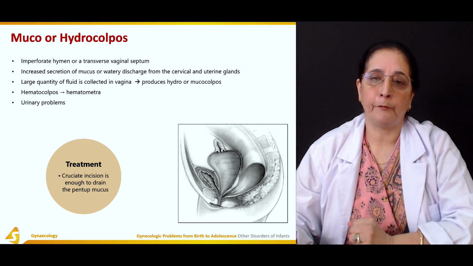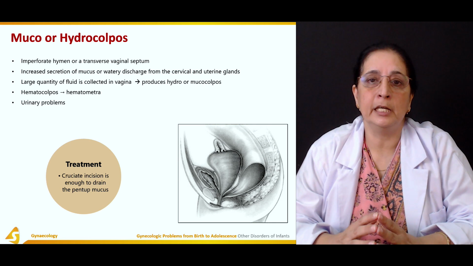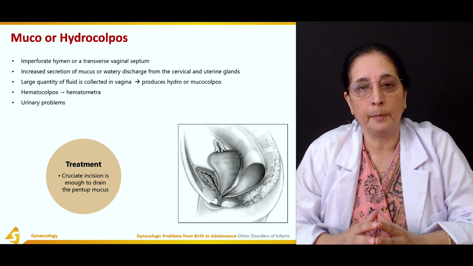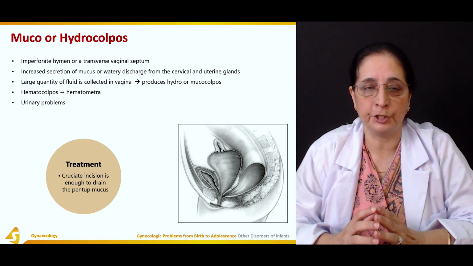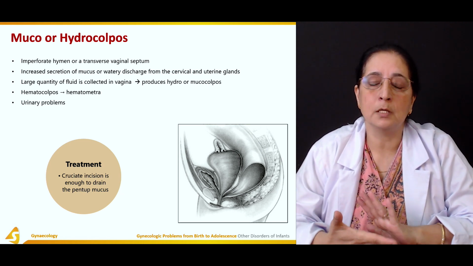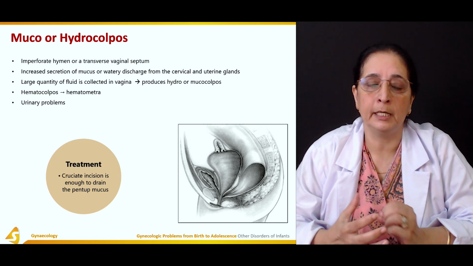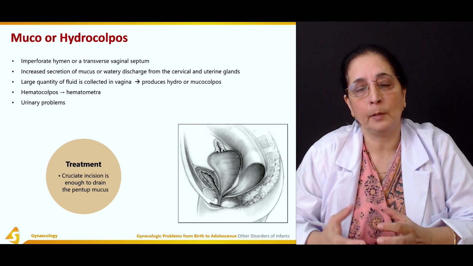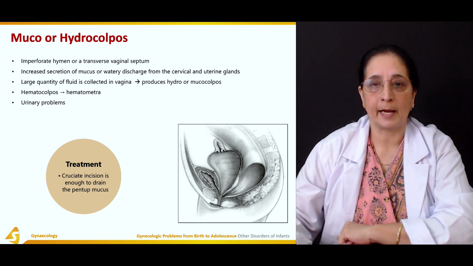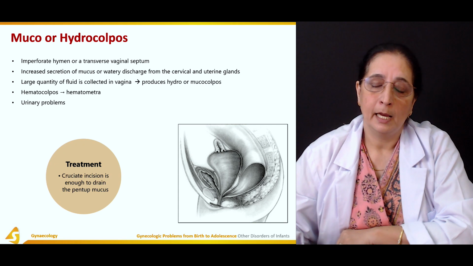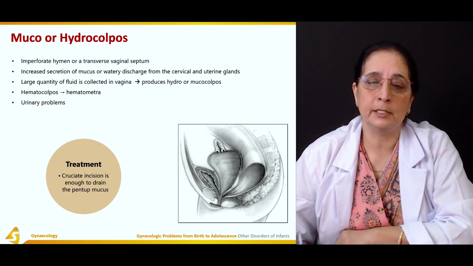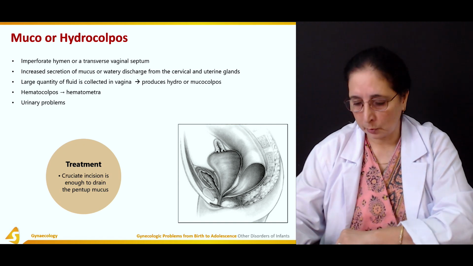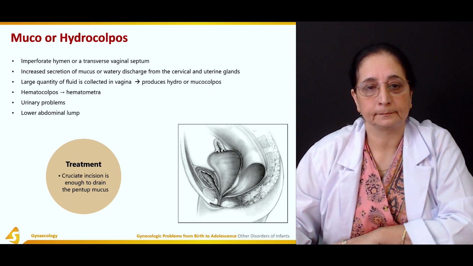Usually urinary problems are present associated with mucocolpus or hydrocolpus. These urinary problems are because of the pressure on the bladder caused by the collection of the blood or the mucus, and usually these urinary problems can lead to urinary tract infections. There is dysuria, urinary frequency, urgency, and also lower abdominal pain.